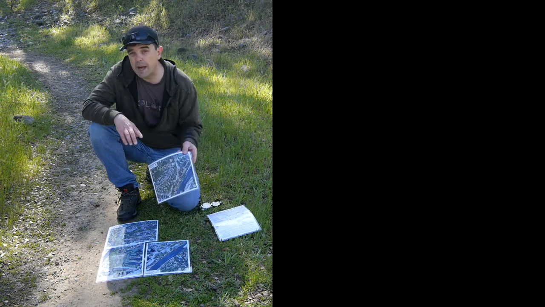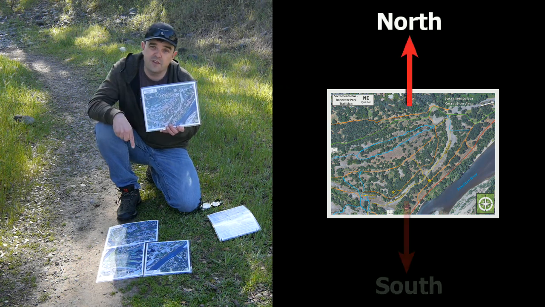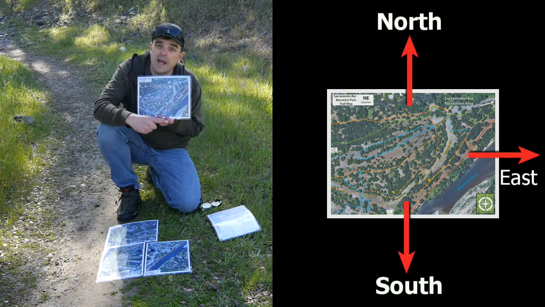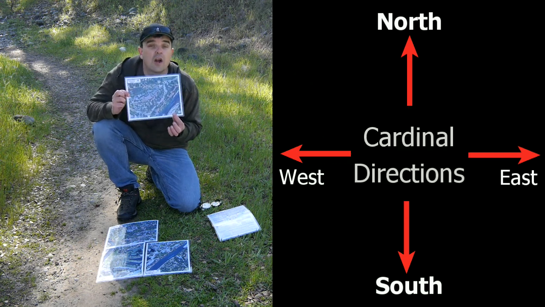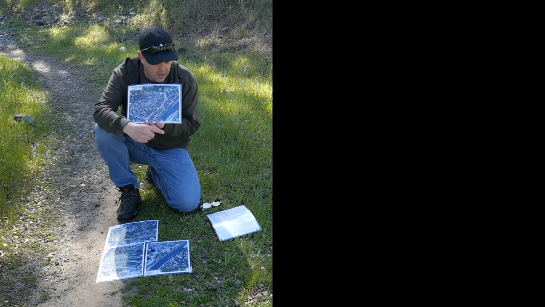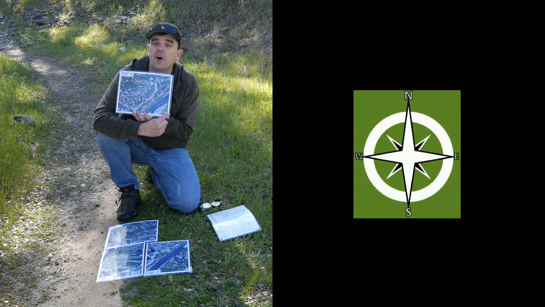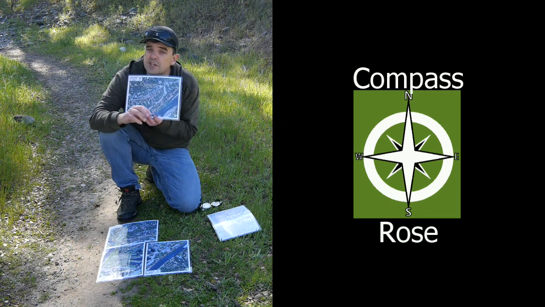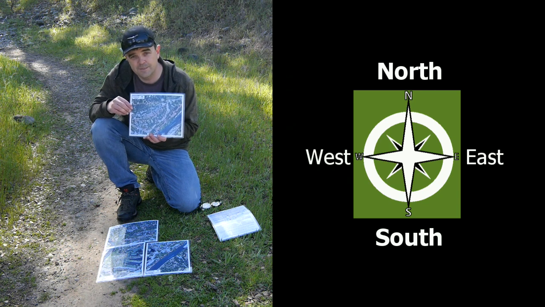Now, on every map, there are 4 directions. North is up, south is down, east is to the right, and west is to the left. These are called our cardinal directions. You can see these directions on the little 4-pointed arrow in the corner of our map, which is called a compass rose, and that shows us our cardinal directions, north, south, east, and west.